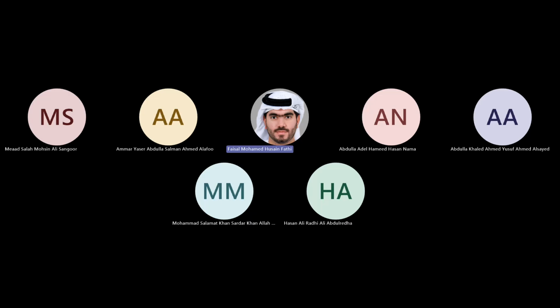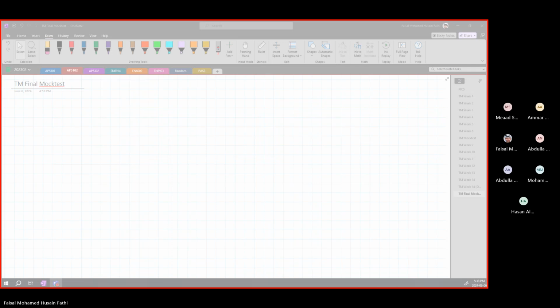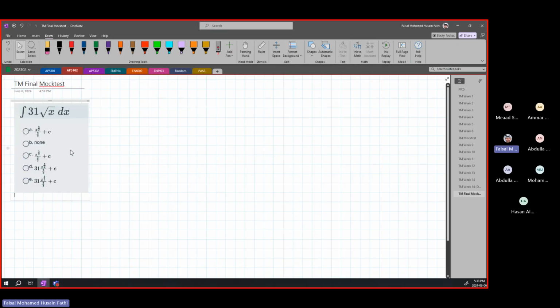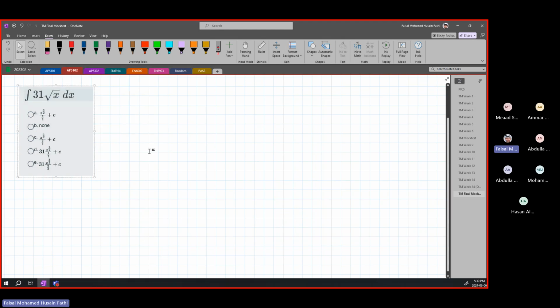So now we're going to solve for the third mock test. Let's start with the very first question. The first question is simple integration.